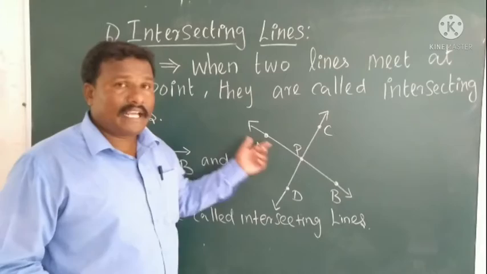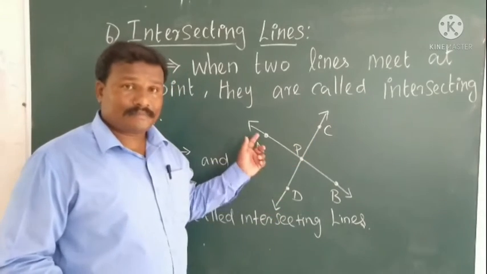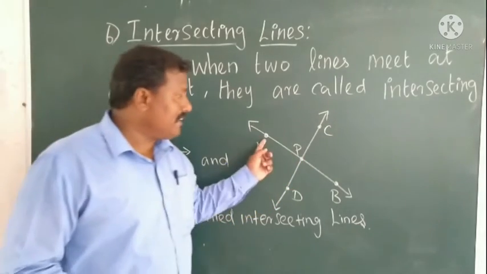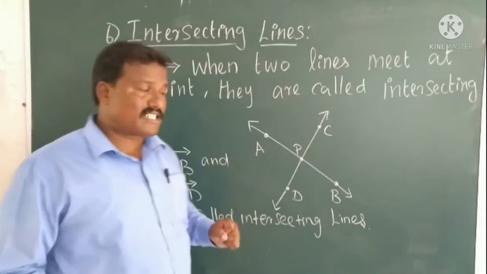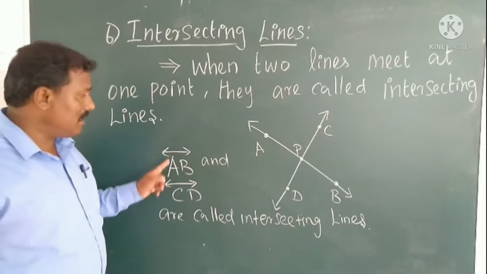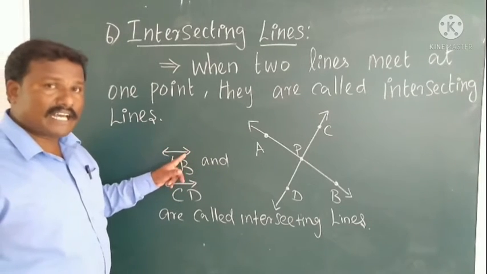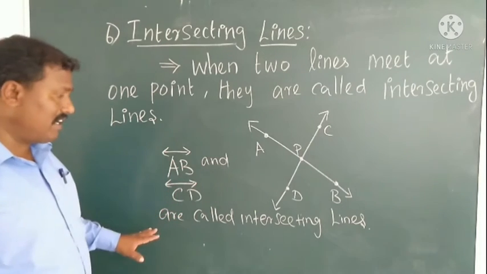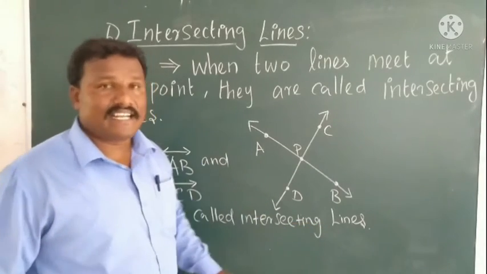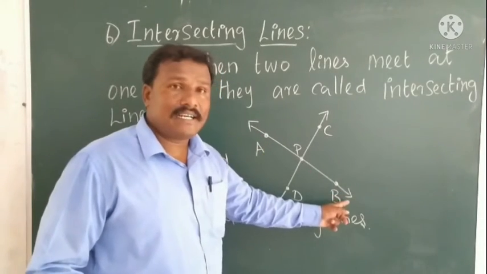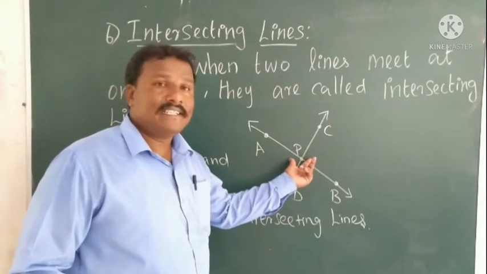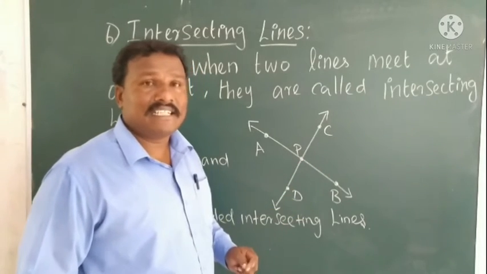Example: the line AB and the line CD meet at one point. The point name is P. So AB and CD are intersecting lines. When we write intersecting lines, we put a double-sided arrow above AB and above CD. When we read it, AB and CD are called intersecting lines. Here AB is a line, CD is another line, both crossing the point P. That's why AB and CD both are intersecting lines.